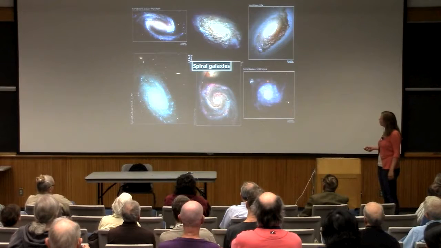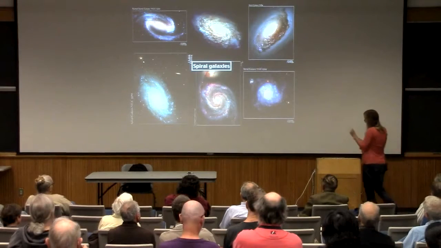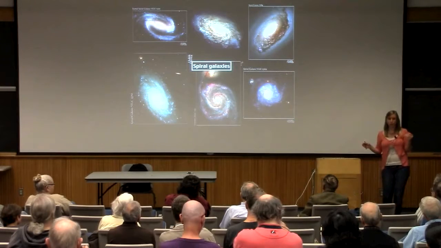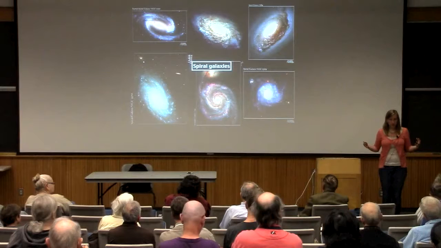All of them look sort of bluish. All of them have sort of a bulgy structure in the center, although how big that is is different for each of the spiral galaxies. So why are these systems blue? Well, they're blue because they're still forming new stars.